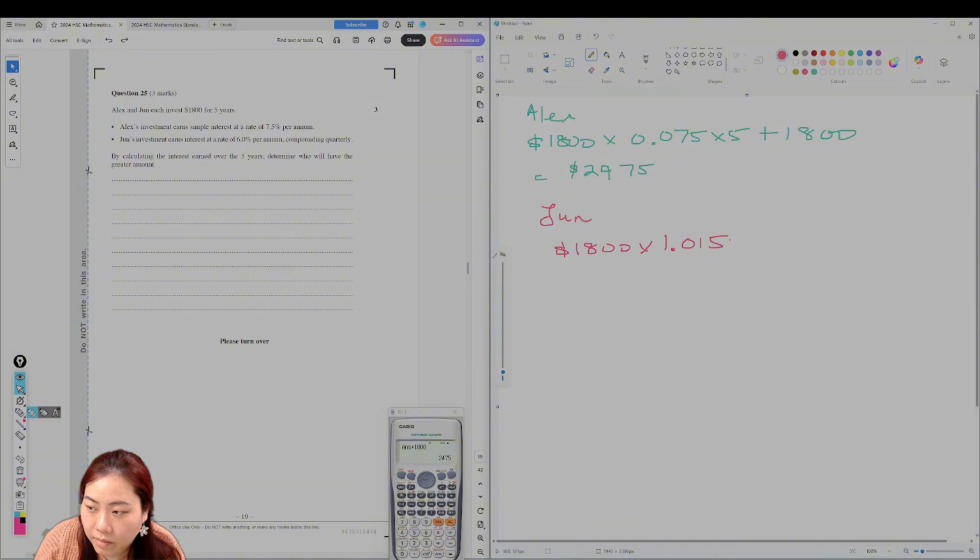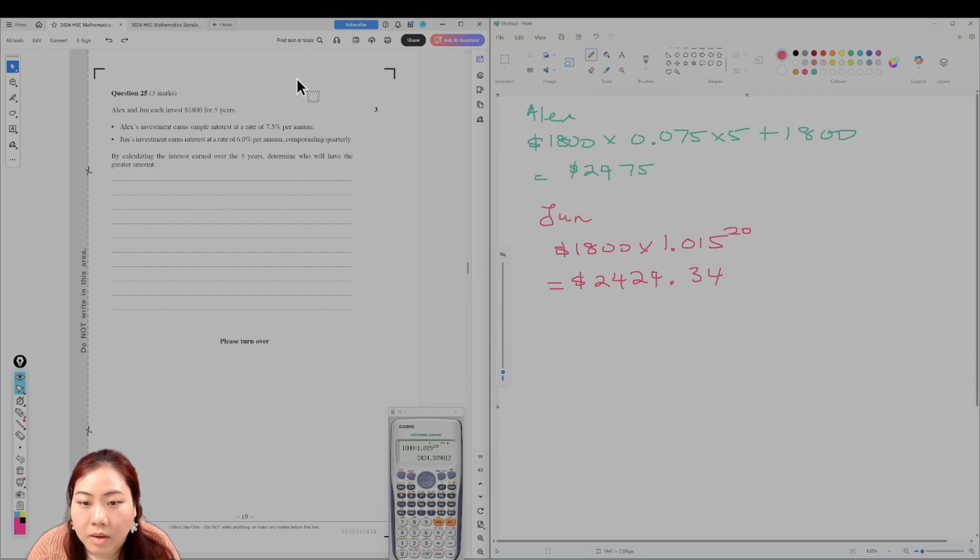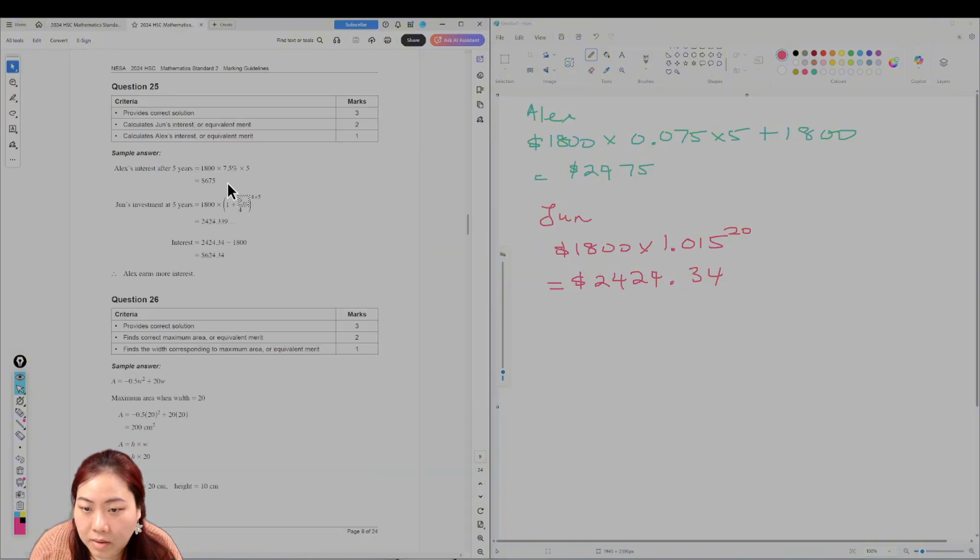So she gets 1.015 to the power of 5 times 4, so 20, because it compounds 20 times, every quarter for 5 years. That means she gets 1,800 times 1.015 to the power of 20. Ooh, less than Alex. $2,424.34. So Alex will have the bigger amount. Let's see. Alex, yes. Alex earns more interest. There you go.